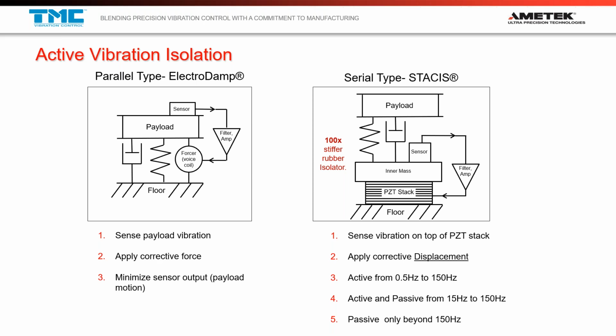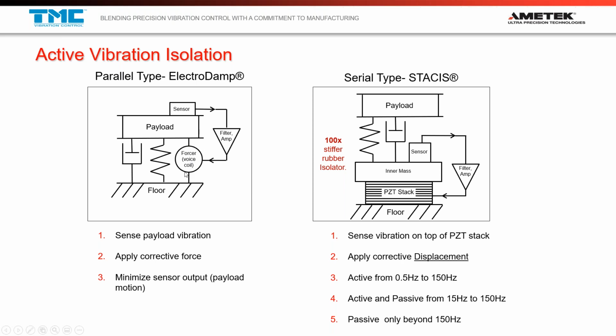So here's the two architectures. We call them parallel type and serial type. In a parallel type system, you have your three components. And the key thing to remember is that your force actuator is not load bearing, and most times it can't be load bearing unless it's a pneumatic force actuator.